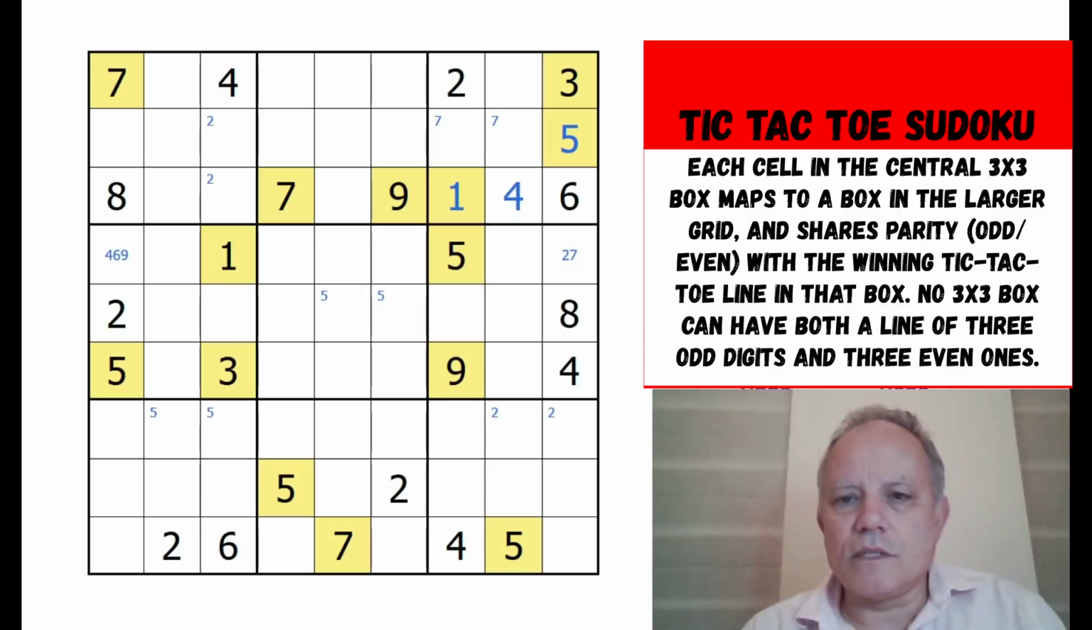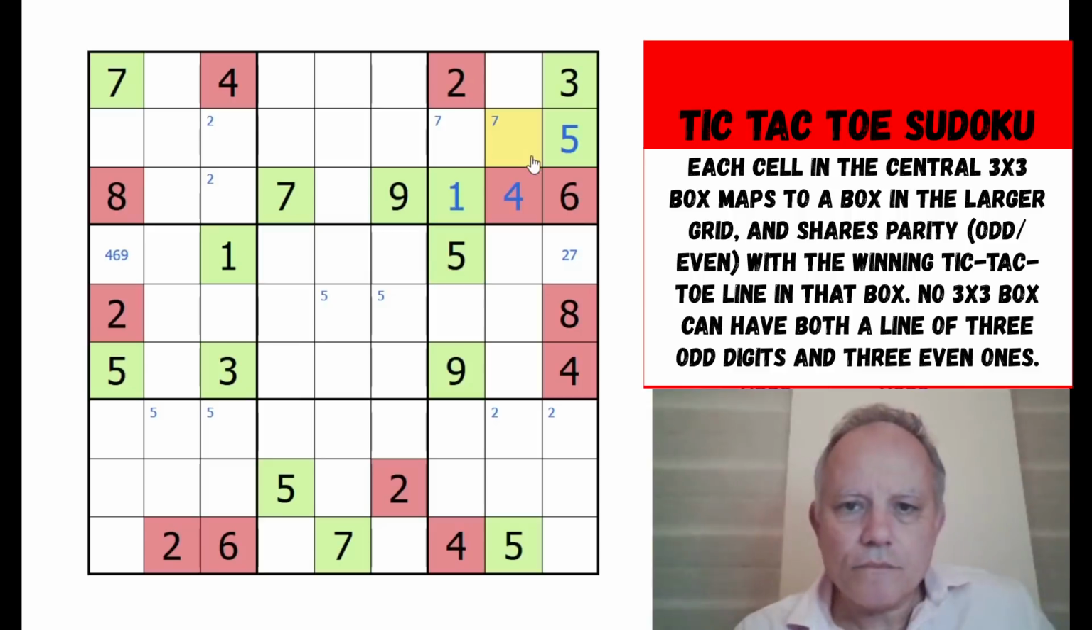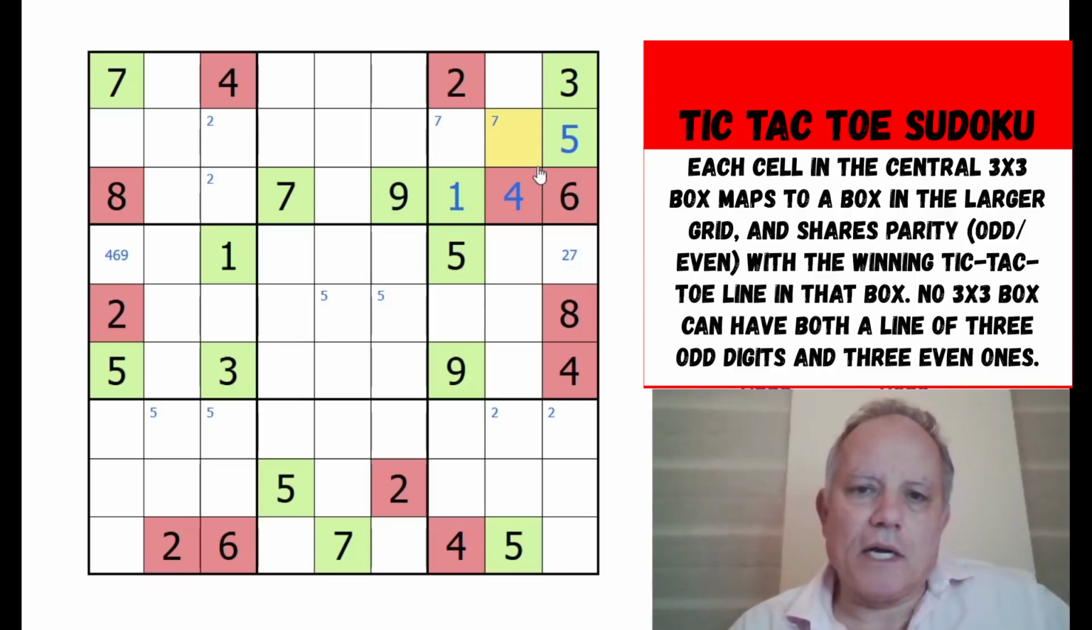So those ones are green, I think. The other given numbers are, sorry, those ones are odd. The other given numbers are even, and of the ones we found, we can put them in. And now look at this box that we're doing up here, box 3. Whatever goes in the central cell is going to determine the winning line.